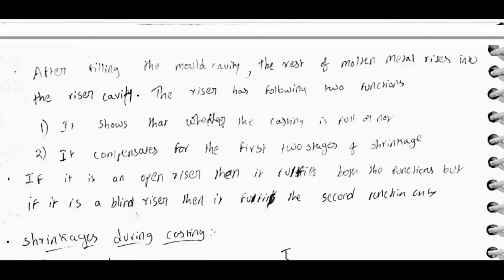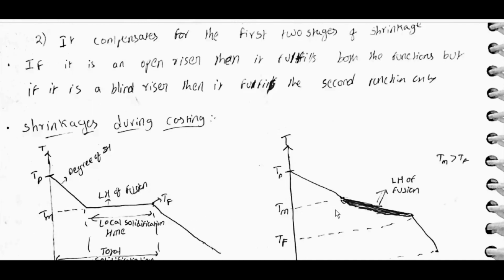After filling the mold cavity, the rest of the molten metal rises into the riser cavity. The riser has the following two functions. It shows whether the casting is full or not. It compensates for the first two stages of shrinkage. If it is an open riser, then it fulfills both functions, but if it is a blind riser, then it fulfills the second function only.